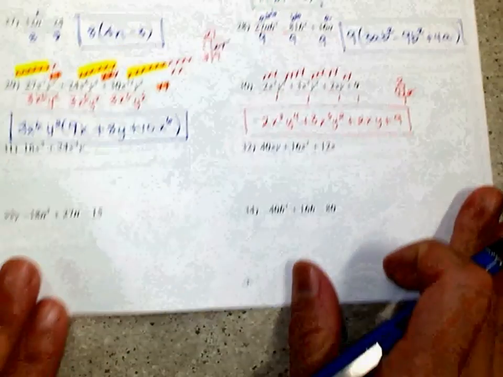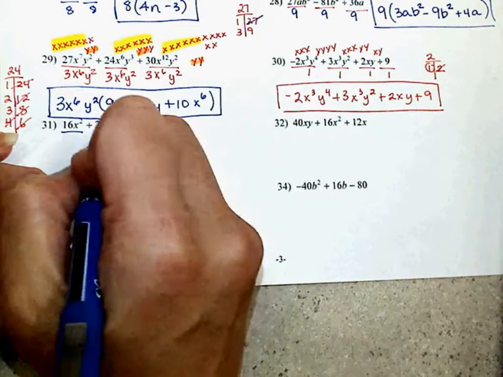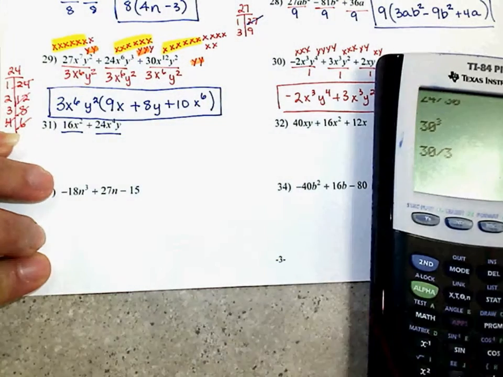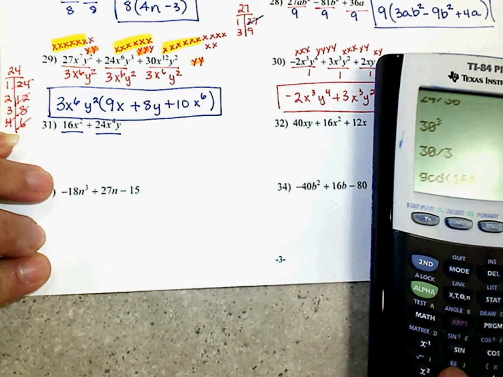Number 31. 2 terms. Let's see what they have in common. I can do the math: 16, 24. What do they have in common? The greatest number they have in common is 8.